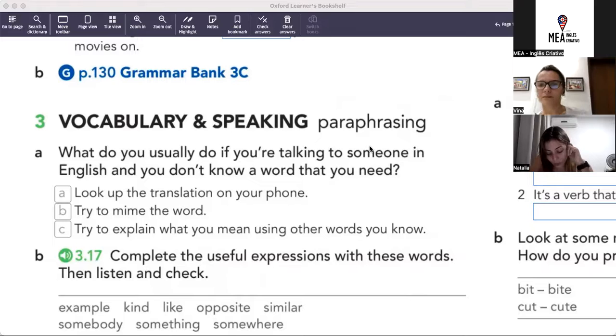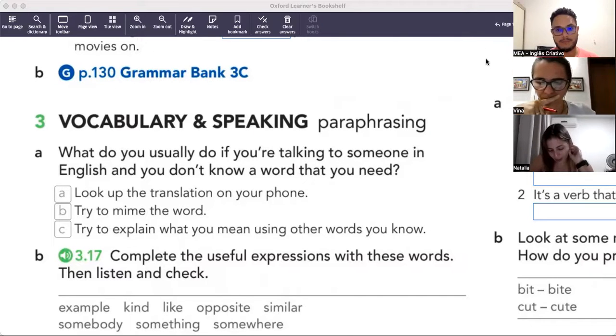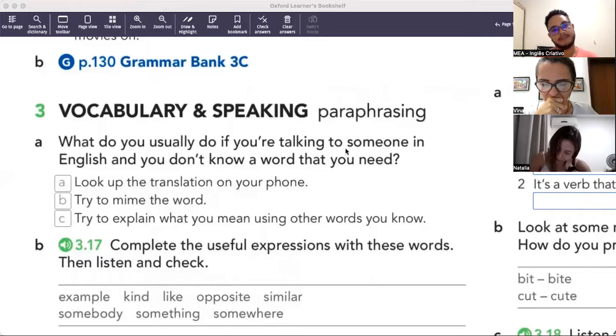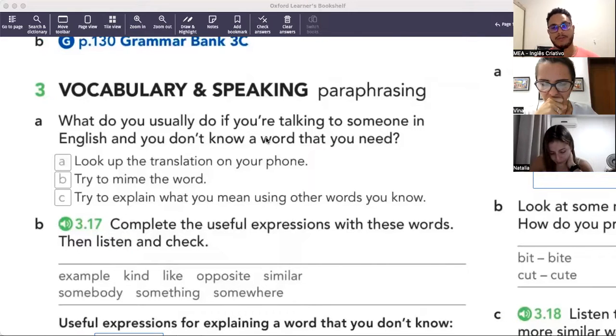What do you usually do with your... What do you usually do if you're talking to someone in English and you don't know a word that you need? Okay, what do you do, girls? Do you look up? Read for me the options, in fact, Vina.